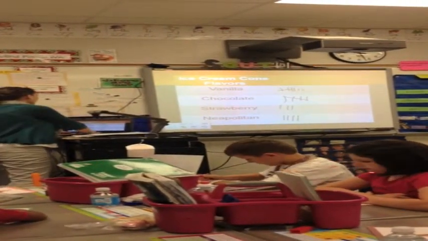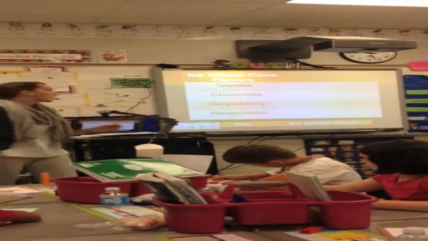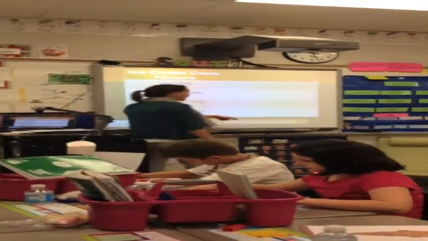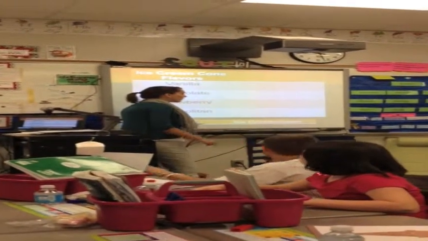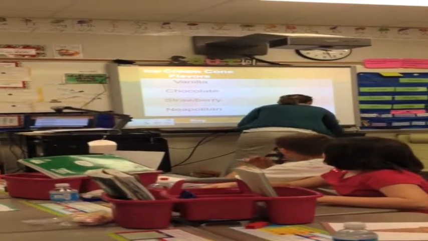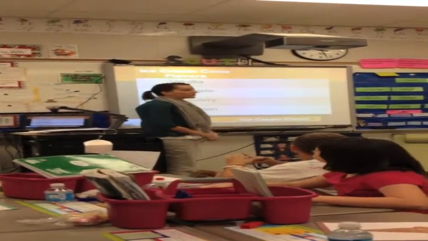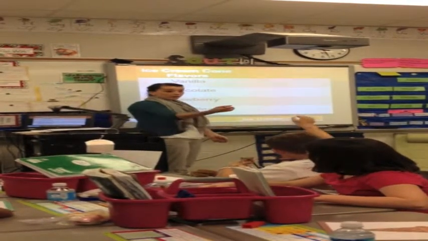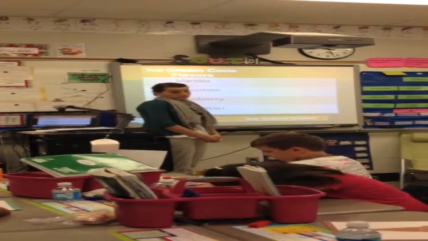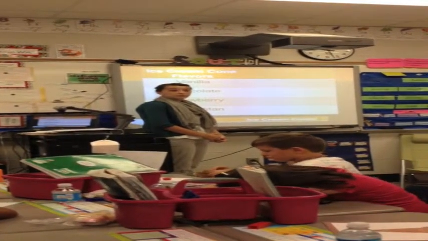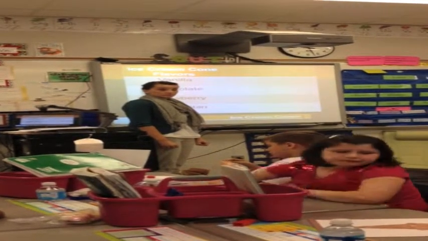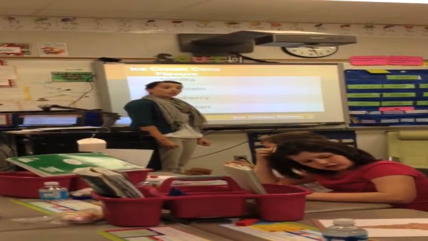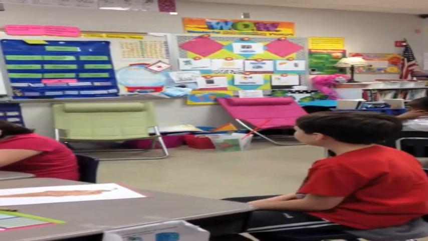So if we are going to make a picture graph chart, for our key, each ice cream cone is going to equal 1 vote. So what would be a good picture for us to use for our ice cream flavors? Michael? We could use a circle and a cone. Okay, so we can use a circle and a cone.